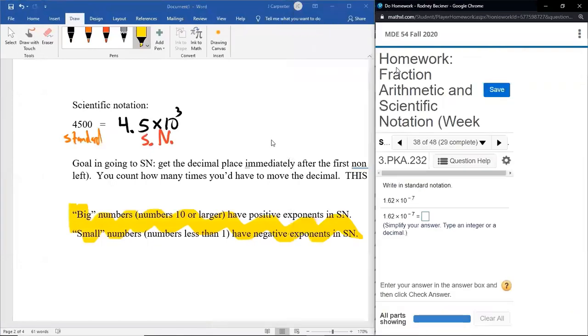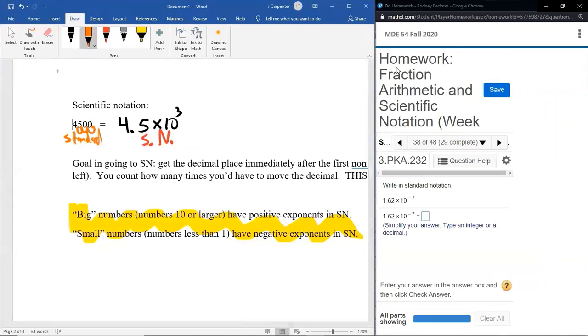So when you're going to scientific notation, you're trying to move the decimal immediately. You're trying to take the decimal, which was behind the last 0, even though you didn't see it, and you're trying to move it between the 4 and the 5. And that would be 3 movements, which is why the exponent's a 3. This was a big number, so it had a positive exponent.